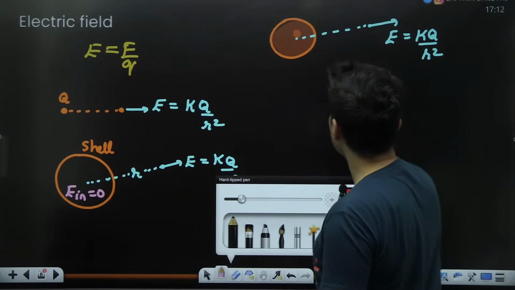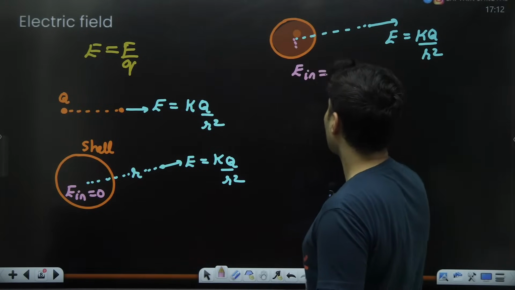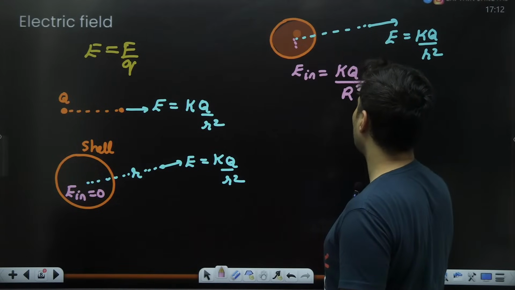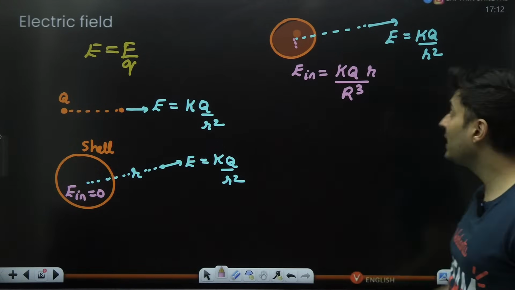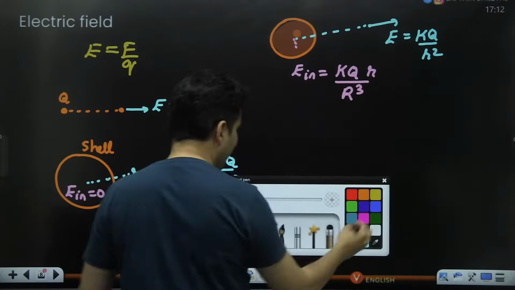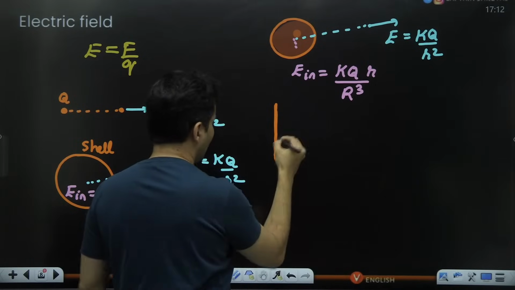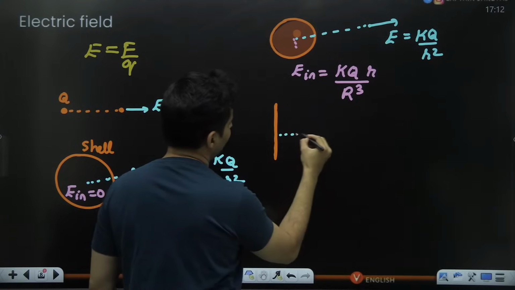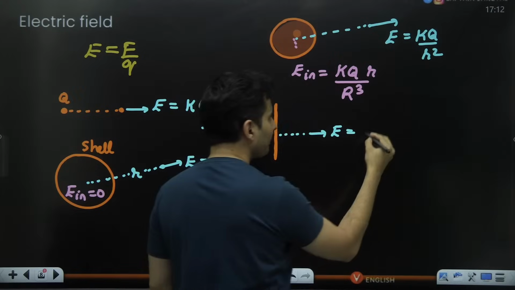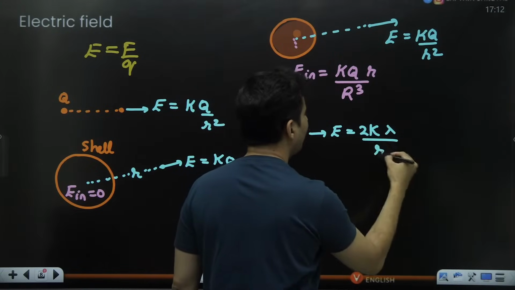But when you are inside, be careful, guys. The electric field inside is given by kQ small r divided by the radius of the sphere cubed. That is the change over there. Next important thing, if you have a line charge like this and you are at a distance of r from it, the electric field is given by 2 times k lambda divided by r.